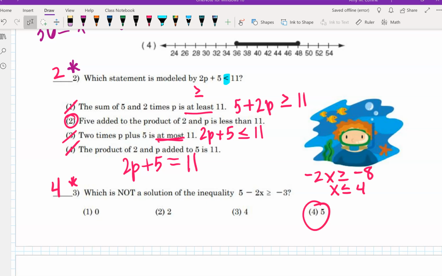All right, so I said answer choice 4 would not work because the inequality I get is this, x is less than or equal to 4. So 0 works, 2 works. Because it's equal to, 4 does work. So 5 is bigger than 4, so that does not work.